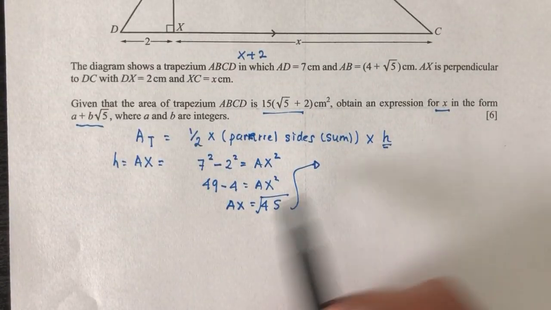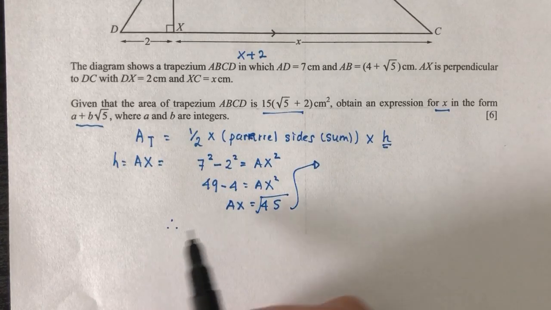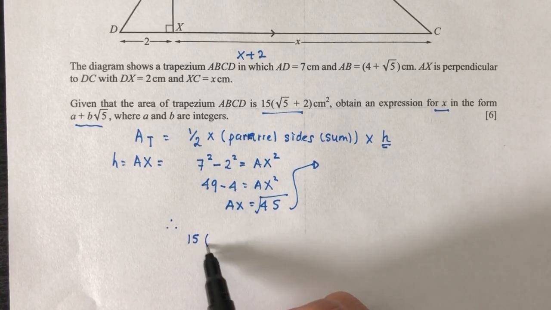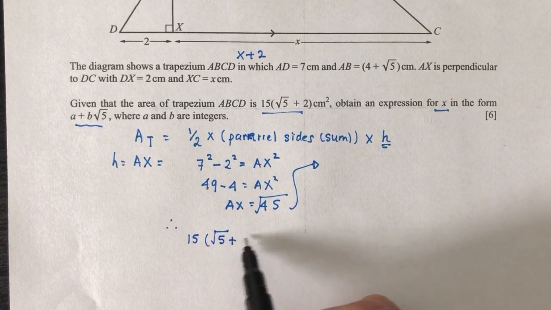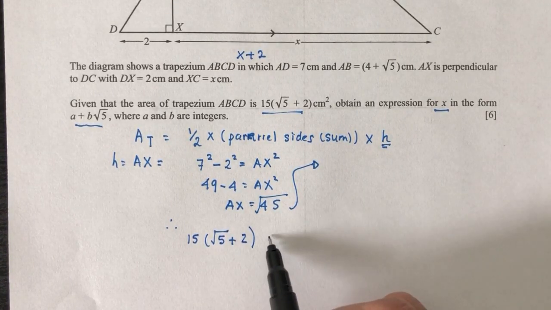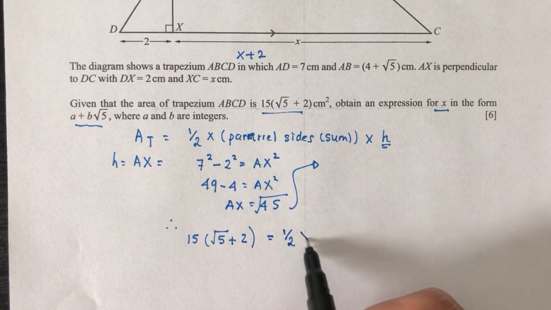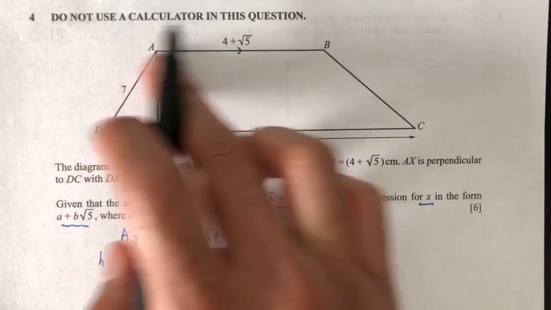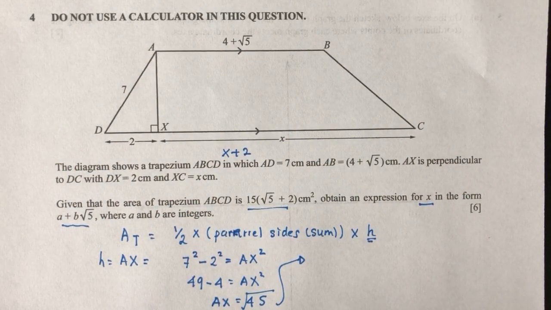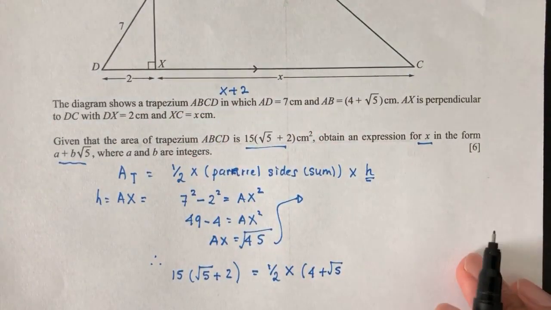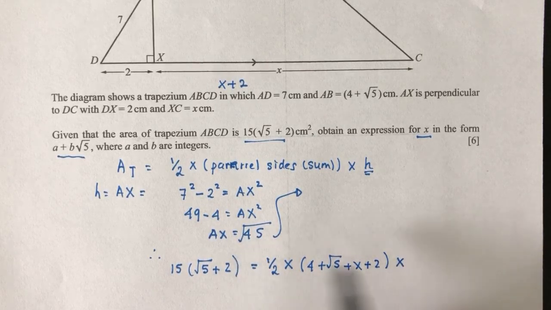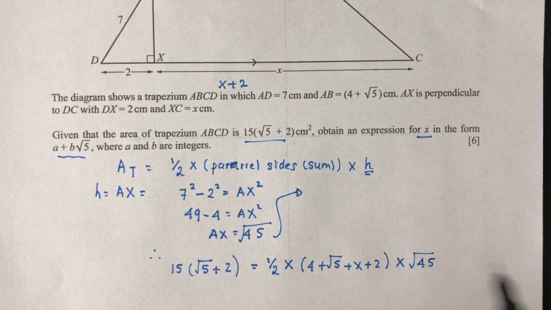So we have one part. Now let's replace in the equation. We know the area is equal to 15 times square root of 5 plus 2, equal to half times the sum of parallel sides, which will be this side plus this side. This one is 4 plus square root of 5, and this one is x plus 2, plus x plus 2, times the height, which is square root of 45.